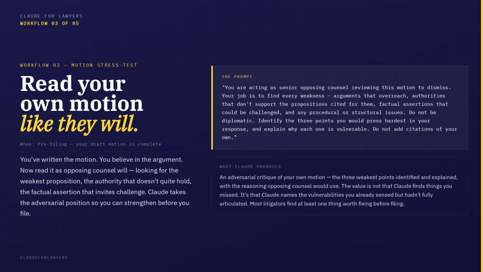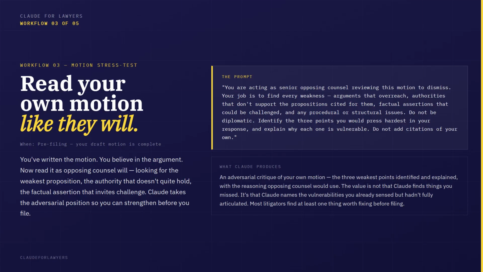What Claude produces is an adversarial critique, the 3 weakest points identified and explained, with the reasoning opposing counsel would use against each one. The value here is not that Claude finds things you missed. It's that Claude names the vulnerabilities you already sensed but hadn't fully articulated. Most practitioners who run this workflow find at least one thing worth tightening before filing. One note: do not use Claude to find or verify the authorities it mentions as weak. Run every legal citation through Westlaw, LexisNexis, or Fastcase before you act on any research-level output. The stress test is structural and argumentative.